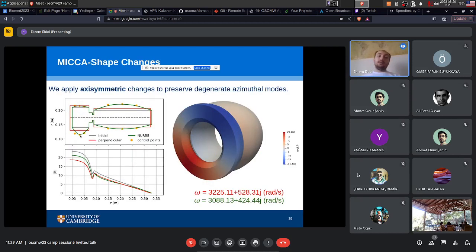And after 5 iterations, I get this sector geometry, the green one. The initial geometry had a growth rate of 528 radians per second. I can continue to do the shape changes, but in this case, I'm just showing. When I get to the green boundaries, I'm going to get this growth rate, which is smaller compared to this. And this is my deformed combustion chamber after some changes.